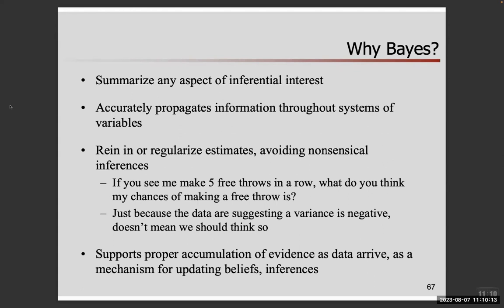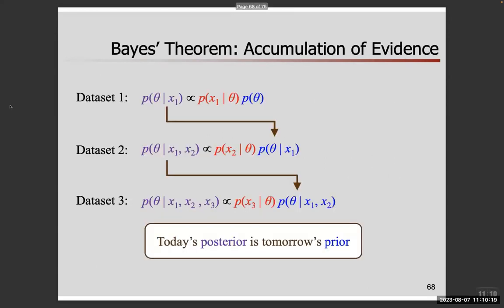Bayes inference also supports the proper accumulation of evidence as data arrive for updating beliefs. Paul very nicely hinted at this earlier this morning. Here's kind of the idea. Starting at the top, for the first data set that I'll call X1, we do Bayes inference. We start with our prior distribution in blue, we get our data in red, combine them through Bayes theorem, that gets us to our posterior distribution that's at the top left. That's after data set 1.